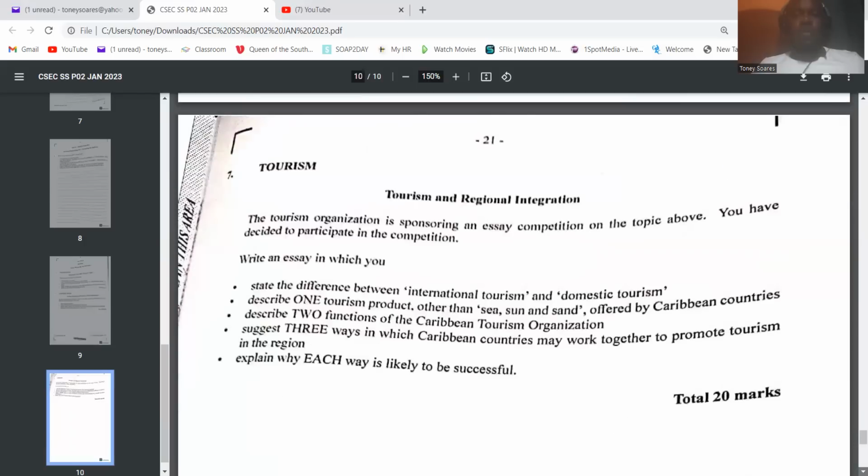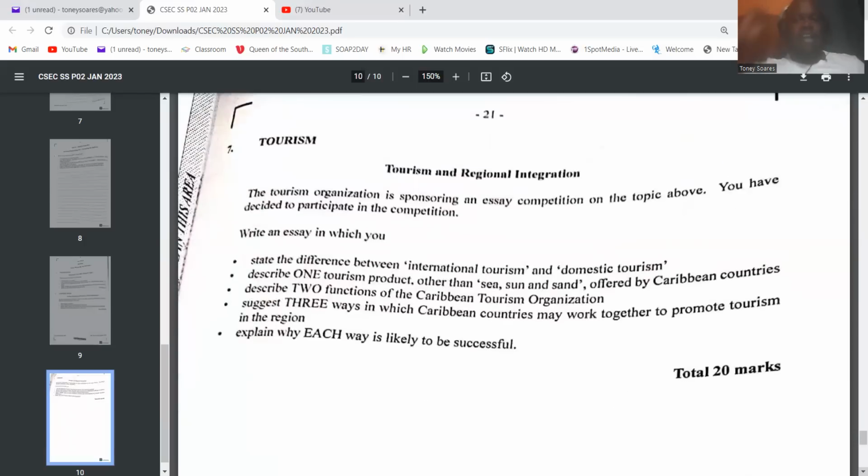All right, let's now go to tourism. Tourism and regional integration. The tourism organization is sponsoring an essay competition on the topic above. You have decided to participate in the competition. Write an essay in which you state the difference between international tourism and domestic tourism.